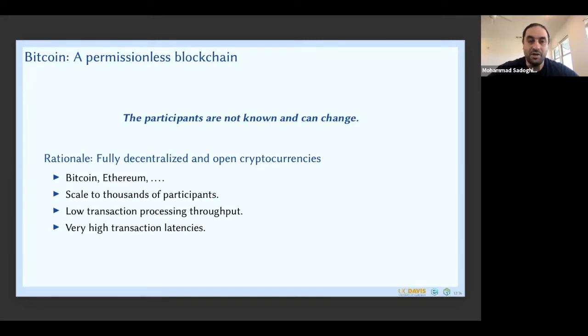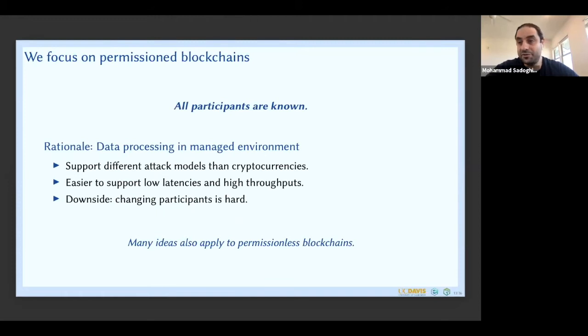Every time you want to vote and get the block and be the winner of the block, you have to solve the puzzle. You don't have to show who you are. You don't have to demonstrate your identity. You just need to have computational power. So that's permissionless.